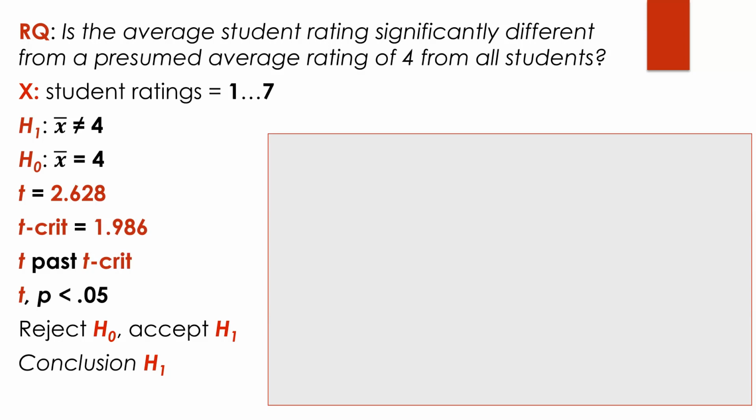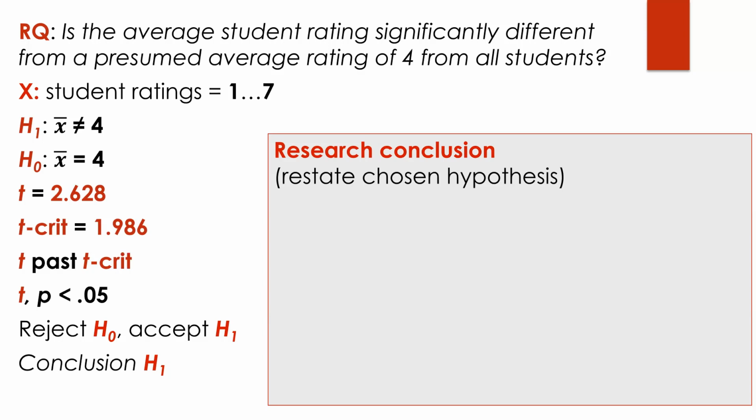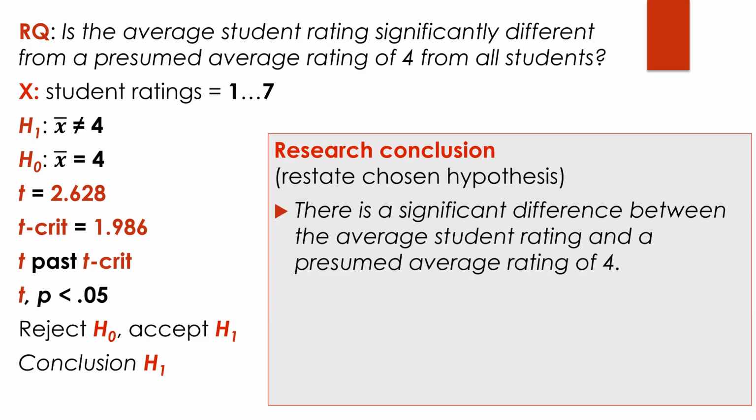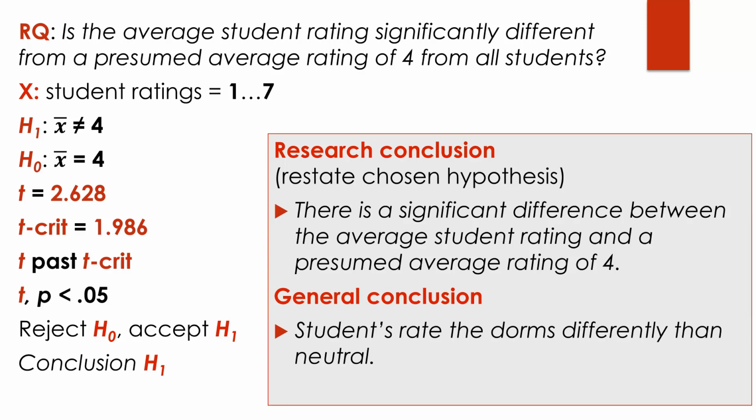So we take that as evidence against the null hypothesis, and we decide to reject it and accept the alternative as our conclusion. And so we restate that hypothesis as our conclusion. There is a significant difference between the average student rating and a presumed average rating of 4. And then lastly, we need to take it together and put it as a general conclusion. So put it back in the language of the general question, and that would be students rate the dorms differently than neutral, either higher or lower than. This analysis didn't determine that. We just know from our situation that the students rate the dorms differently than neutral. And that is how you do the one sample t-test with hypothesis testing.